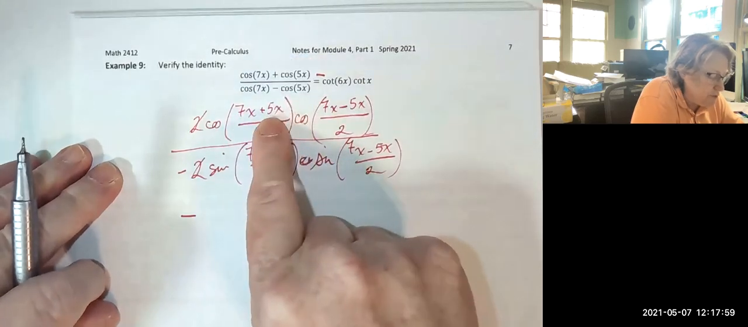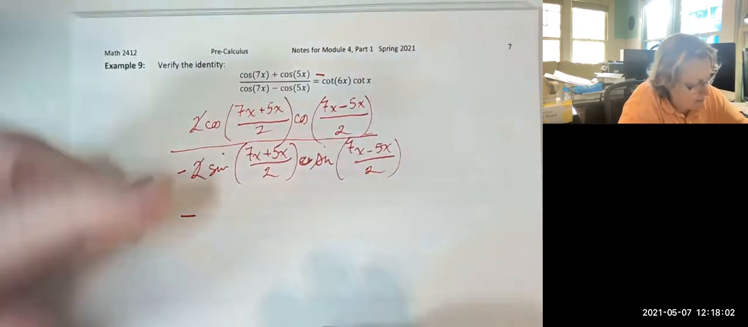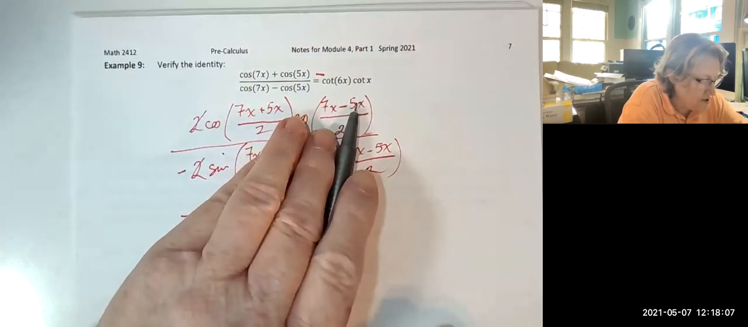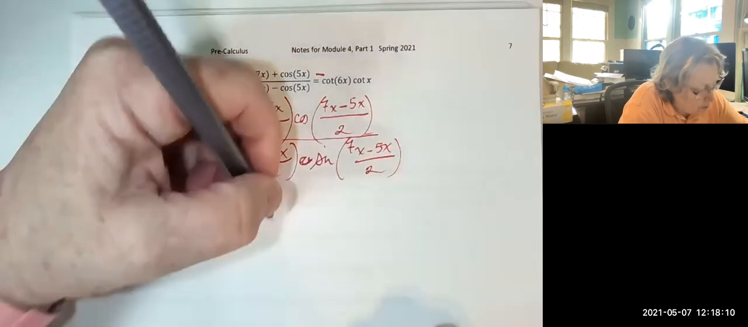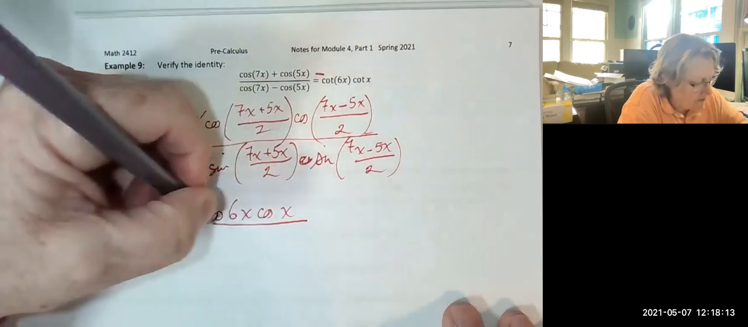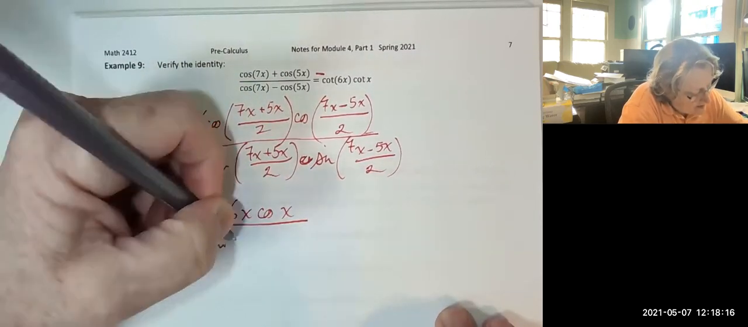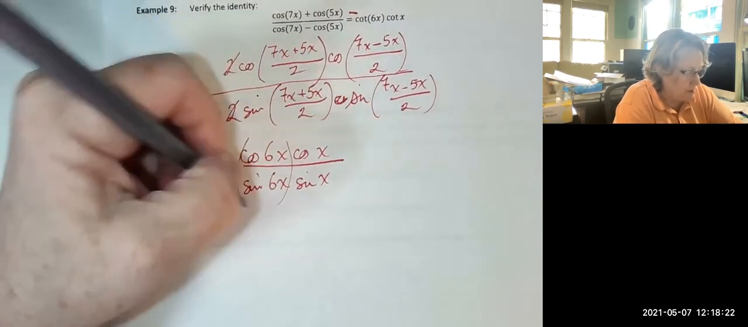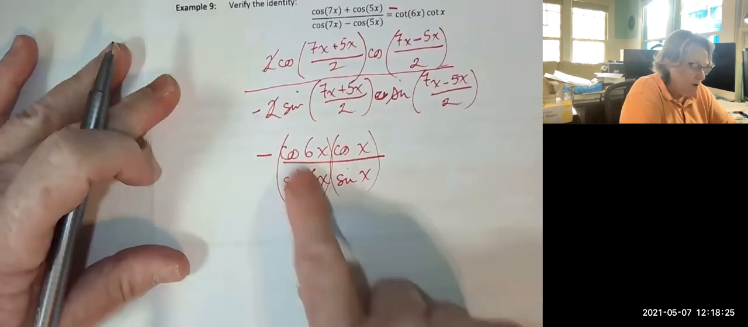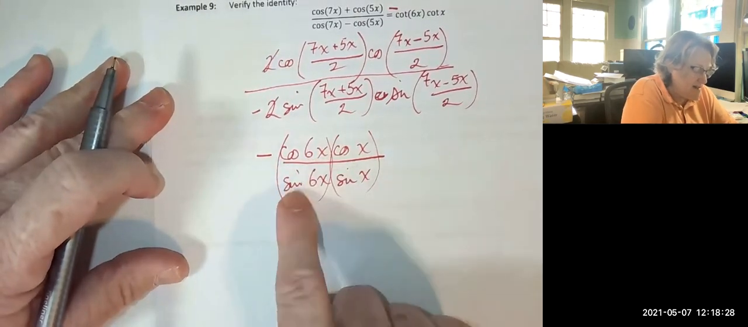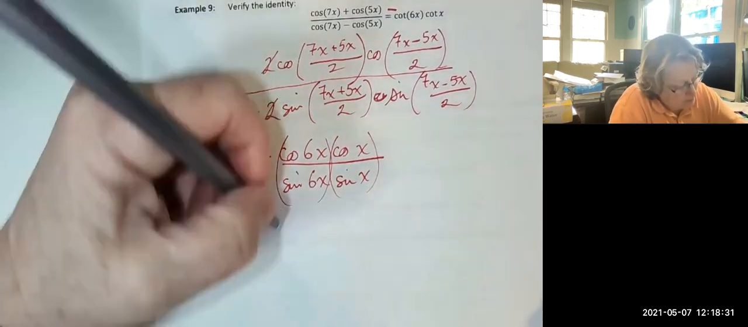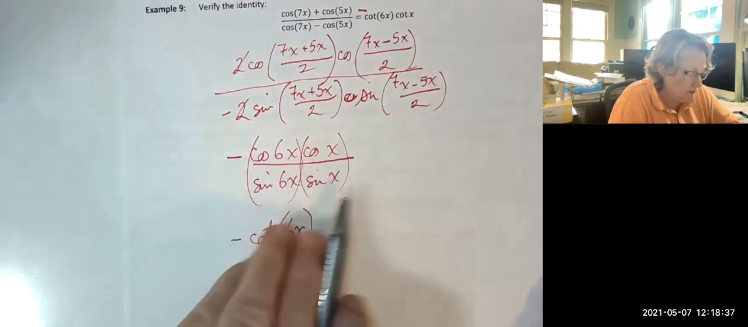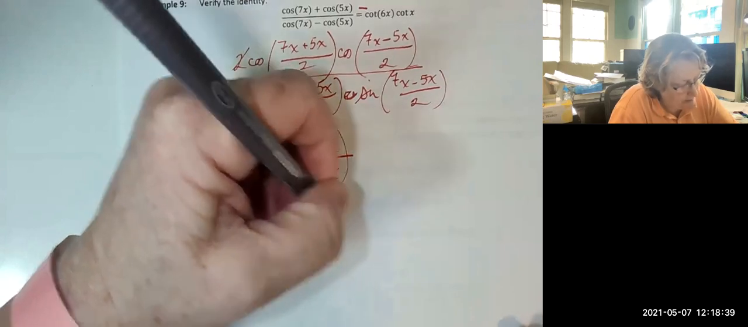7 plus 5 is 12. 12 divided by 2 is 6. So we're going to have cosine of 6x. 7 minus 5 is 2. 2 divided by 2 is 1. So cosine of x, and it will be divided by the sine of 6x times the sine of x. And then we're going to group the first and the second. Cosine of something divided by sine of the same thing is cotangent. So we'll get negative cotangent of 6x, and then cosine x divided by sine x again is cotangent of x, and that was our goal.